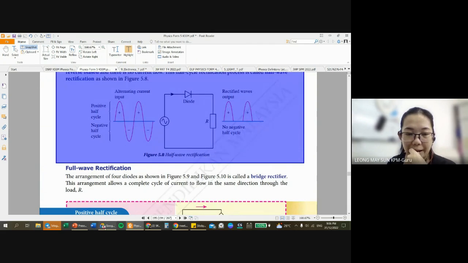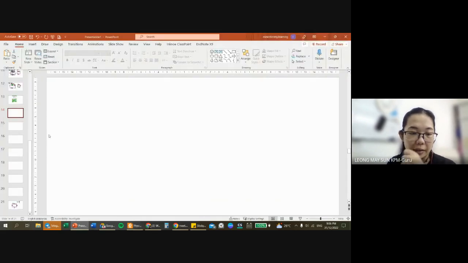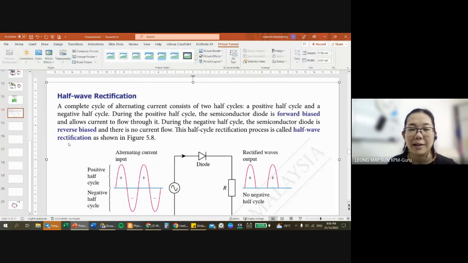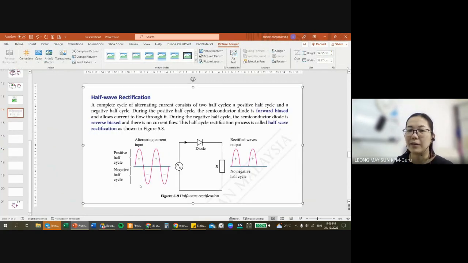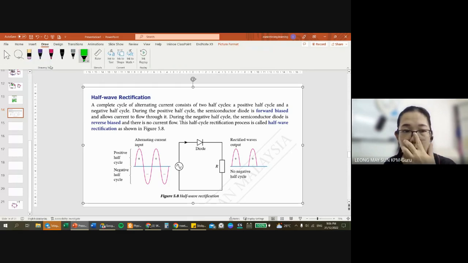And from the analysis that I saw from other state trial papers, they came out with this question, although our Selangor didn't come out with a rectification question. All right, other states did have rectification questions, so better learn how to draw. Now, this is still in your textbook.